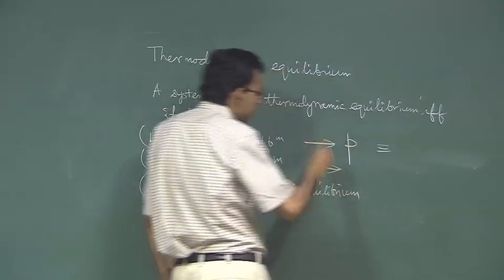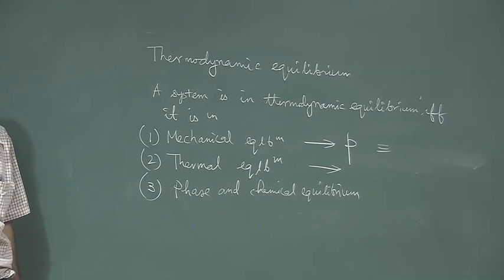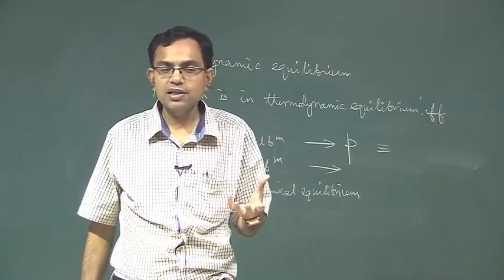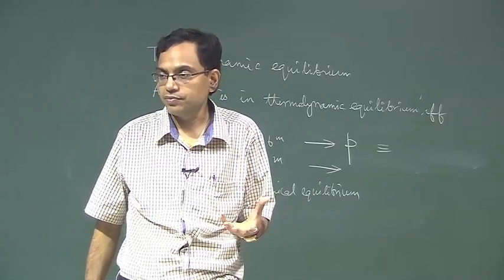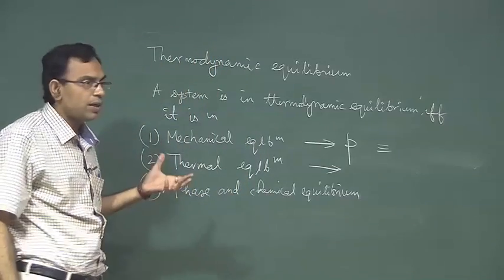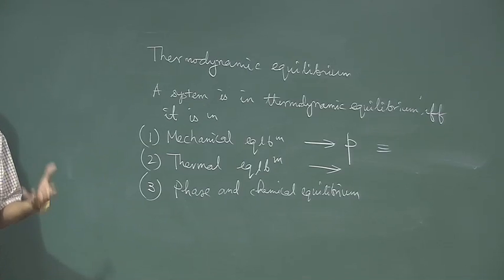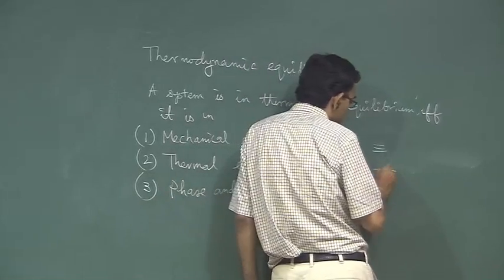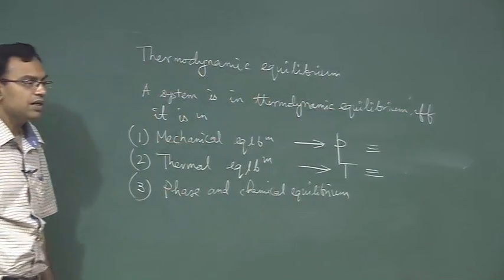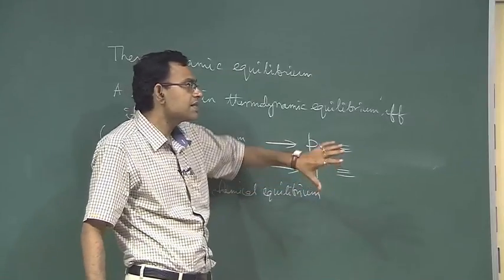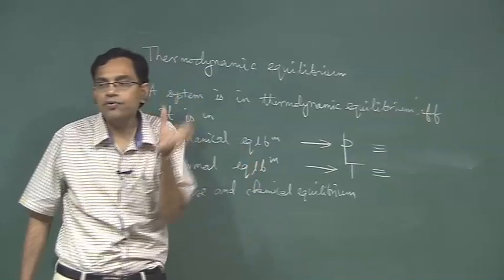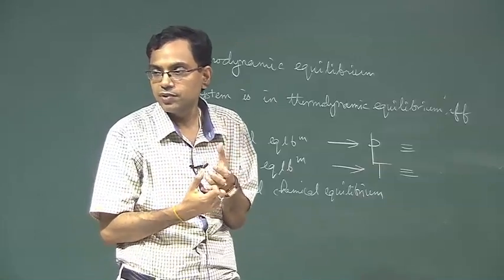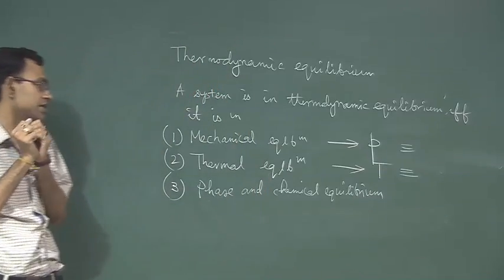Thermal equilibrium means equilibrium with respect to temperature, because if there is a temperature difference across two different points in the system, there will be a tendency of heat transfer. So thermal equilibrium means the system has come to a state when there is no internal heat transfer. That means that temperature can change, but at a given instant it remains same throughout the system. So it is called a uniform temperature system. Uniform means there is no spatial gradient of temperature within the system. Everywhere within the system the temperature is same.